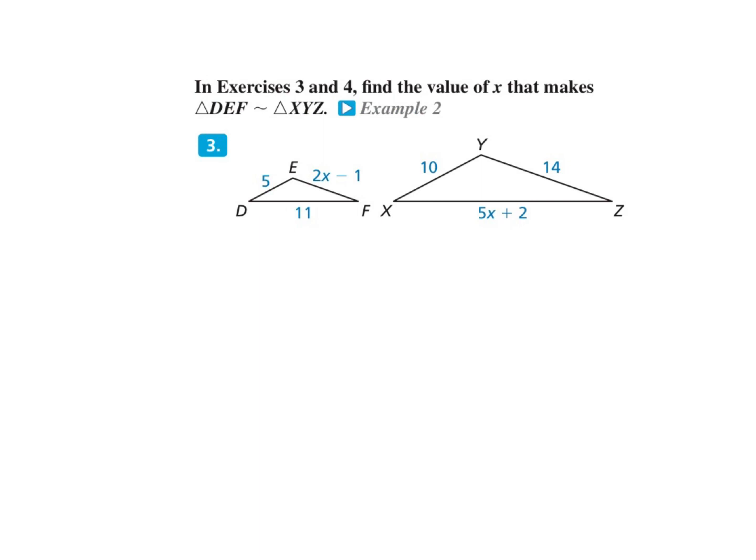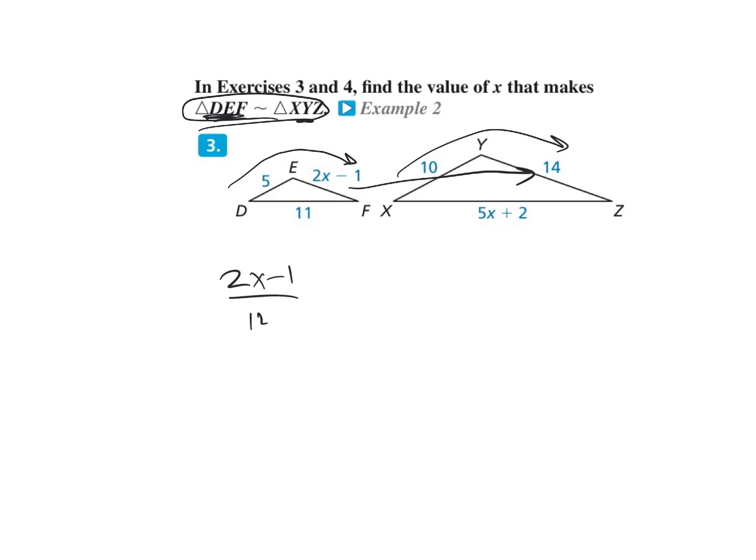Okay, number 3, find the value of x. All right, so if these are similar, which it's saying they are, then the order is important here. DEF, DEF, and XYZ. That's the order that they're going. So we can say 2x minus 1 is to 14. And then we use 5 to 10. 5 to 10. All right.